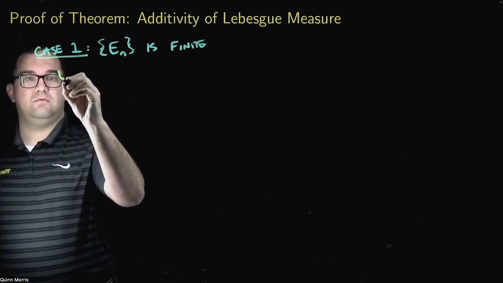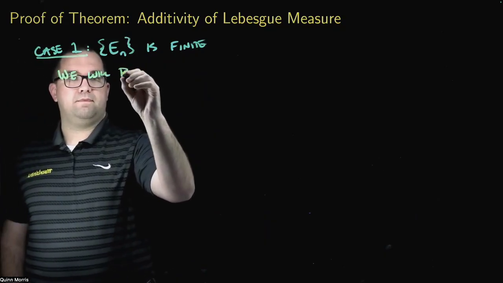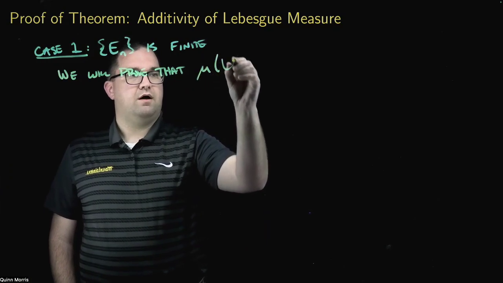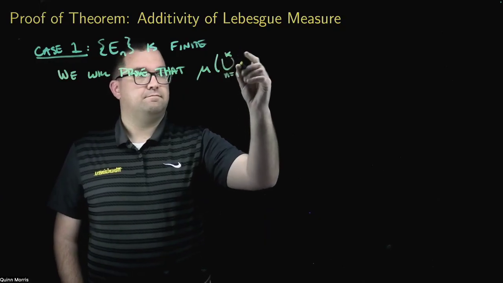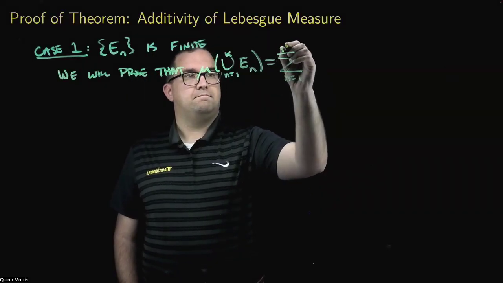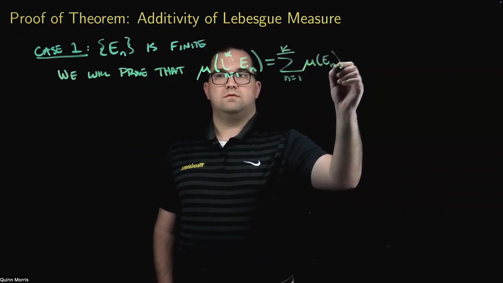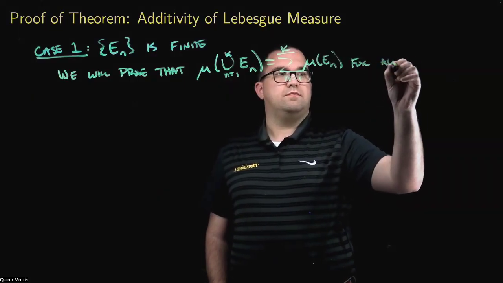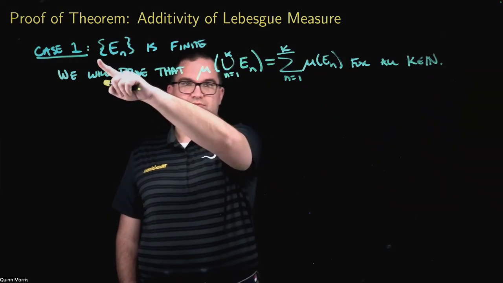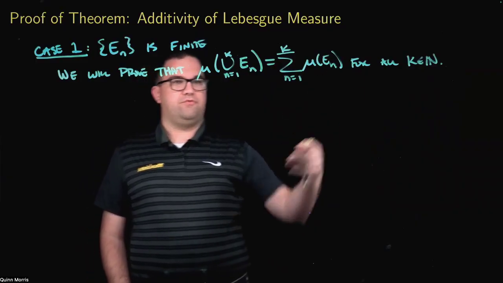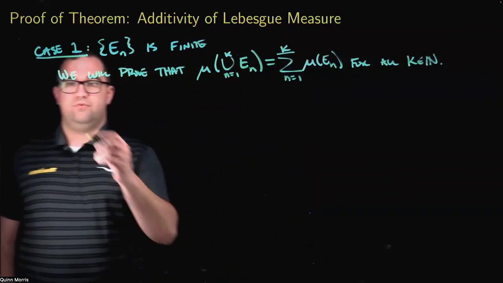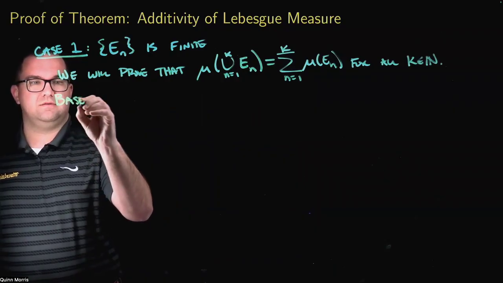We want to prove that the measure of, again, here we have a finite union, satisfies the additivity. We want to do this no matter how many things we have in our union. So k is the number of E_n we have, and we want this to work for any finite value k. Anytime you're trying to prove a statement holds for all natural numbers k, induction is often a good method of proof. So to execute a proof by induction, we need a base case.